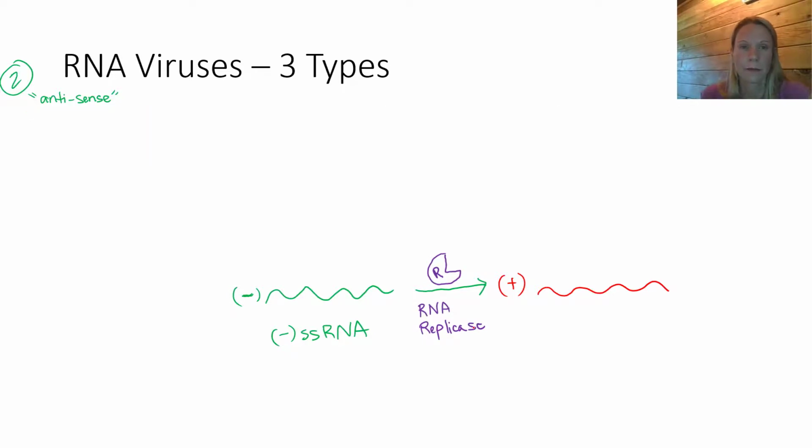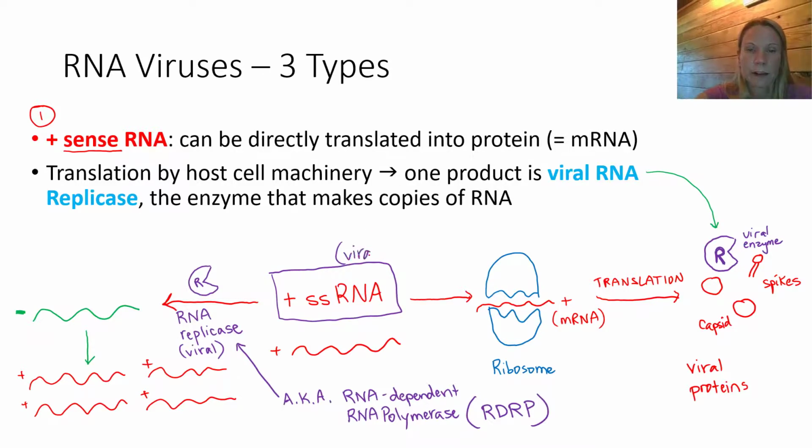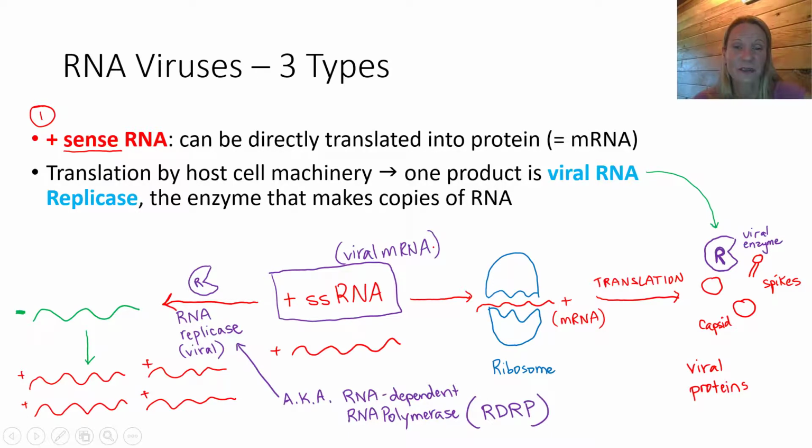So rather than, back up a minute, back to the sense RNA virus, this type of virus here, remember, this means that it's being read directly as viral mRNA. It makes sense to the cell. The cell says, oh yeah, that makes sense. And directly translates the viral mRNA into viral proteins. And one of those viral proteins happens to be this viral enzyme. And then the second step would be this viral enzyme would come over here and would start copying this viral genome.